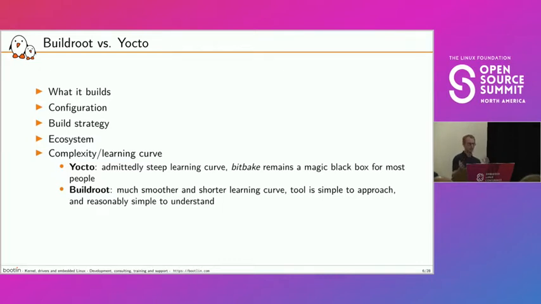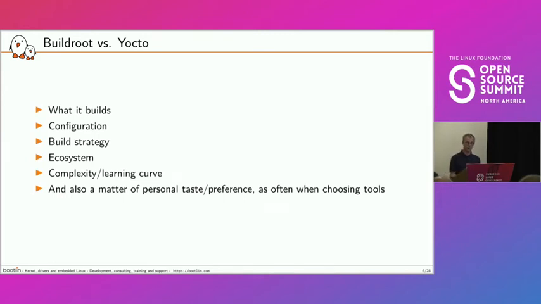So it's a different trade-off, and sometimes for some projects Buildroot will be more appropriate, and sometimes Yocto will be more appropriate. And there's also a very important aspect, the personal taste or preference. Some people will feel better with one or the other tool, and not really because of any objective criteria, but just because you feel like, yeah, that works better for you. And that's also an important thing.